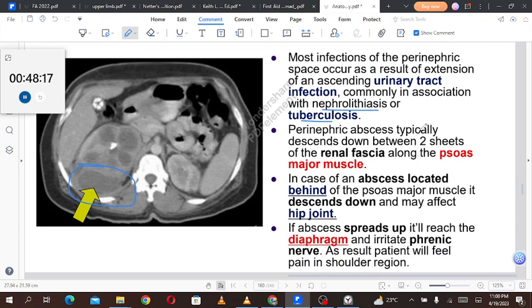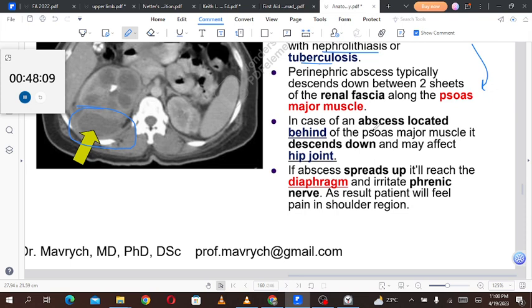The perinephric abscess typically descends down between the two sheets of the renal fascia along the psoas major muscle. In case of an abscess located behind the psoas major muscle, it descends down and may affect the hip joint. If the abscess spreads up, it will reach the diaphragm and irritate the phrenic nerve. As a result, the patient will feel a pain in the right shoulder.